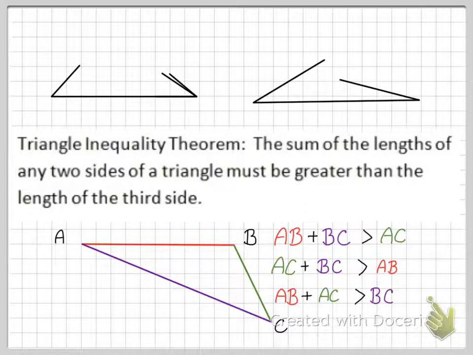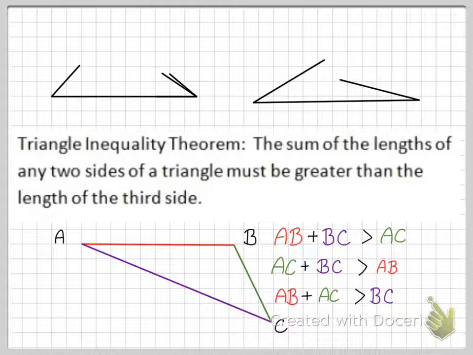So in this triangle, for example, you would have AB plus BC must be greater than AC, and AC plus BC must be greater than AB, and AB plus AC must be greater than BC. In other words, for every pair of two sides, they must be greater when added together than the third side.